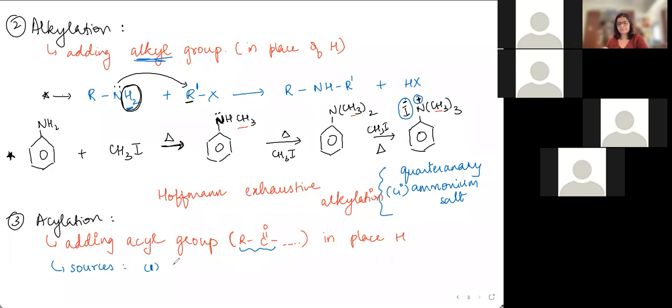Aldehydes, ketones. Again, is it easy to break the bond? CHO, again, you have studied that mostly because of that minus I effect, this lone pair of electrons migrates over here and they undergo addition reactions. It's very difficult to break the bond between R and CO or H and CO, right?